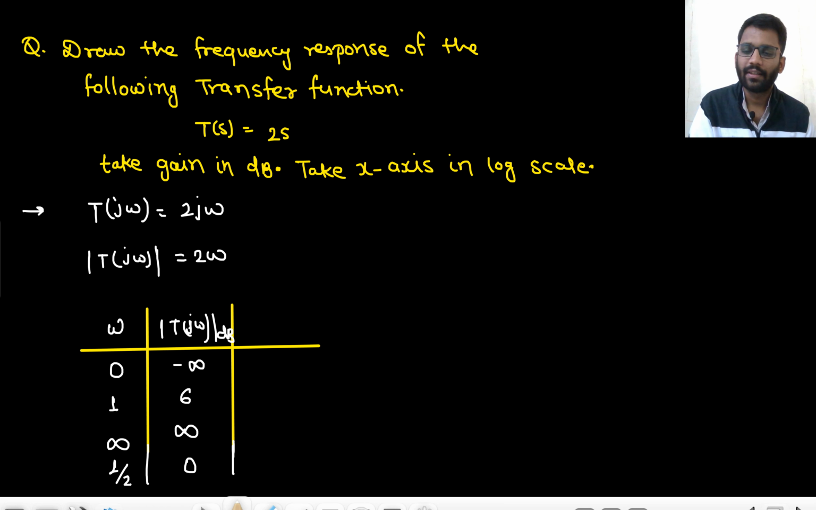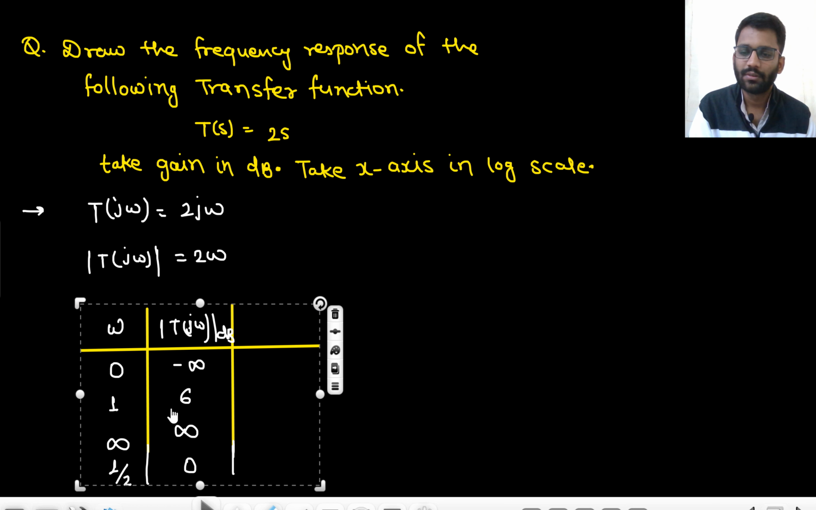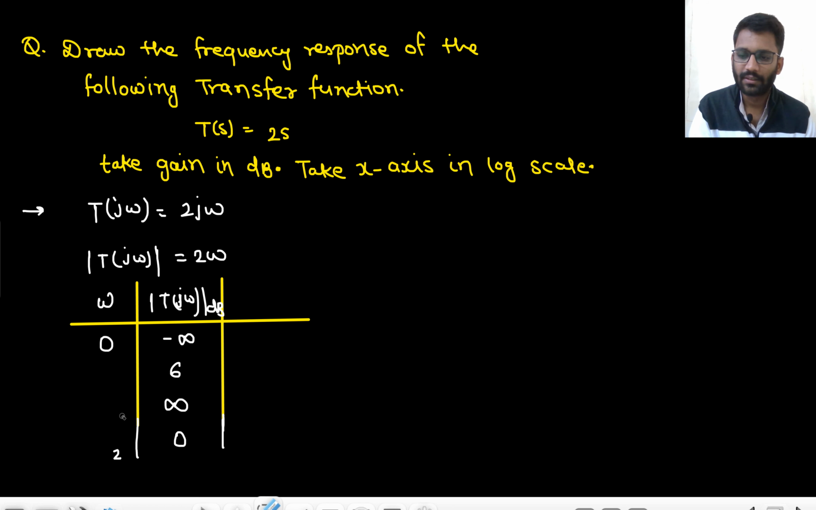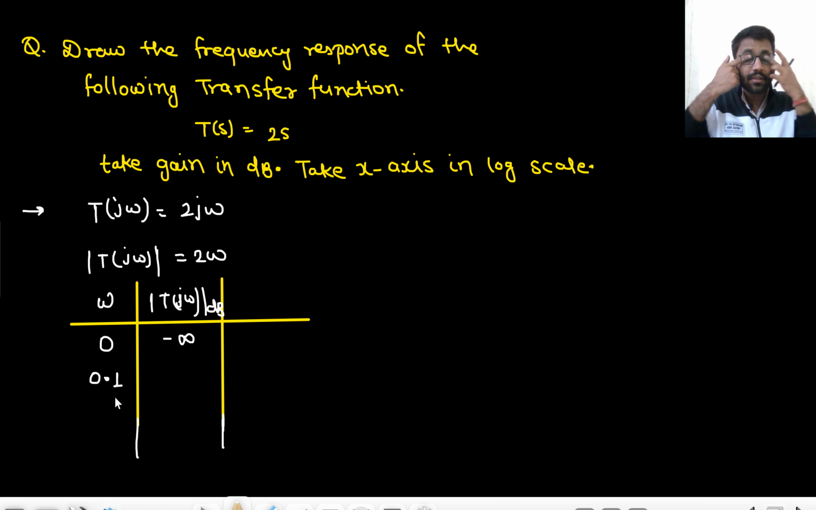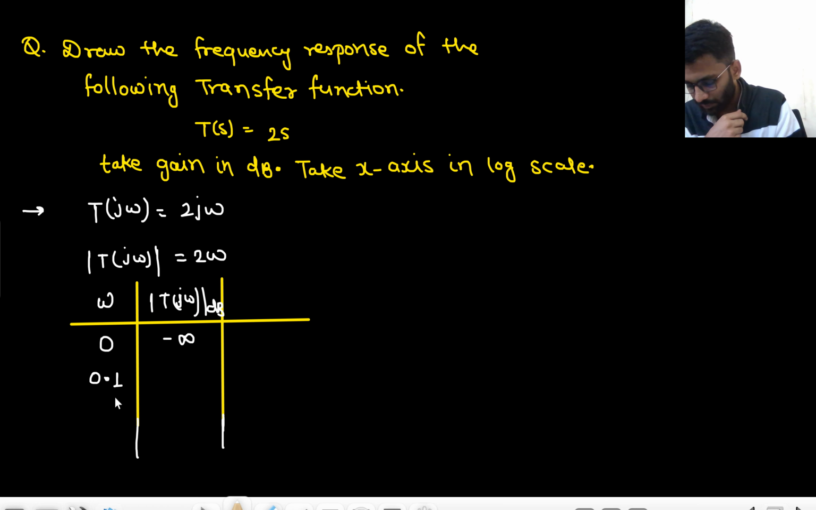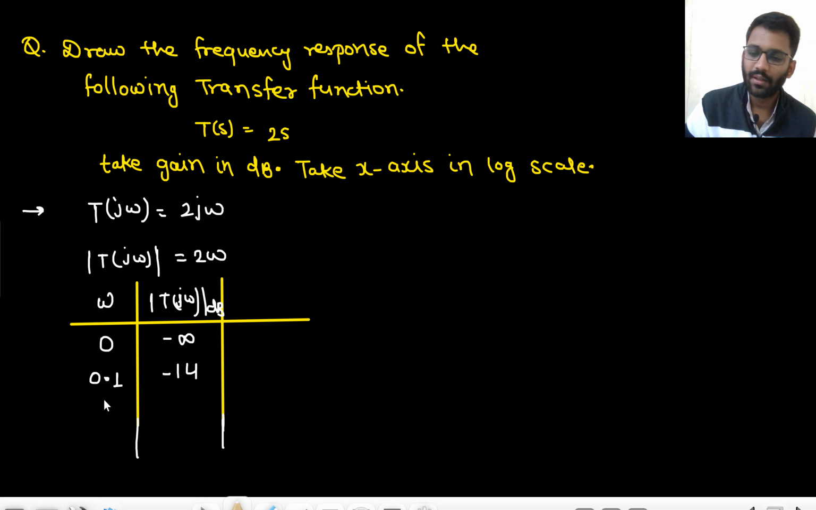One more point I will be interested in, that is omega equals 0.1. At omega goes to 0 it is minus infinity. At omega equals 0.1, what is the gain? That is 0.2. So in dB it will be 20 log 10 of 0.2, so it will be minus 14. What about omega equals 1 by 2? You are having gain 1, that means it is 0 dB. At omega equals 1, the gain is 2, that means it is 6 dB. And at omega going to infinity, you are having infinite dB.